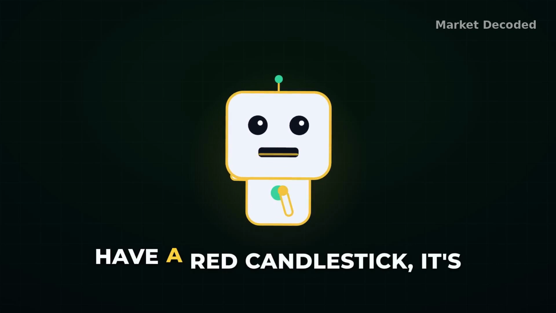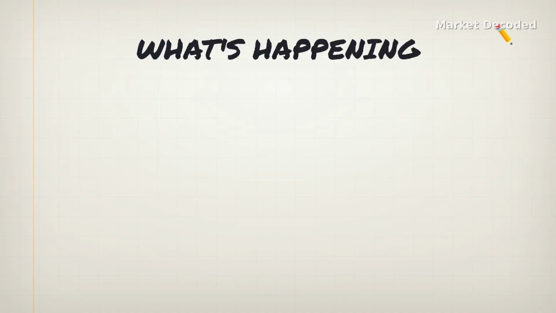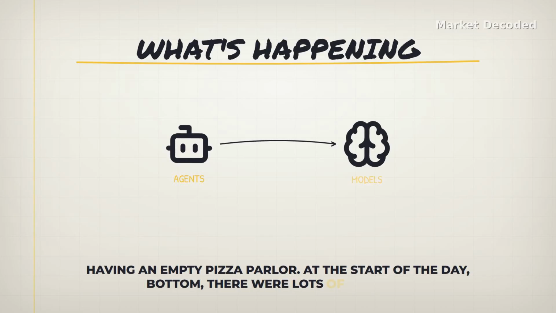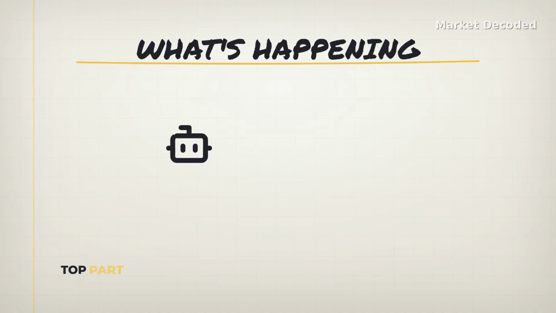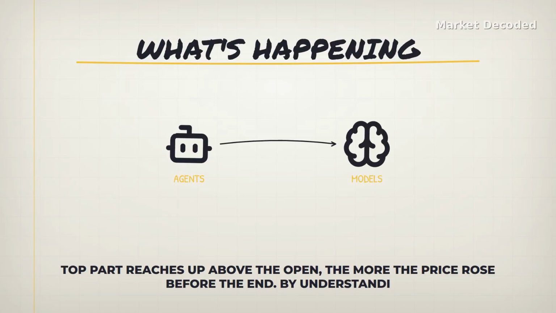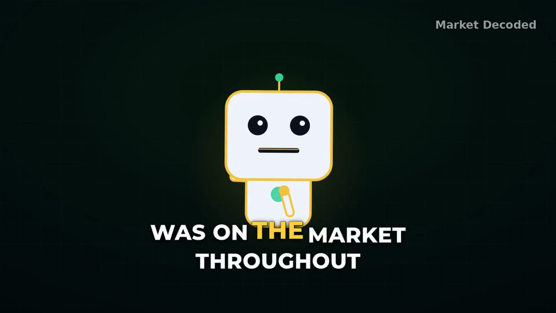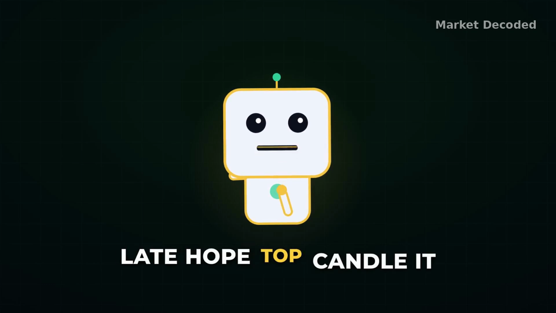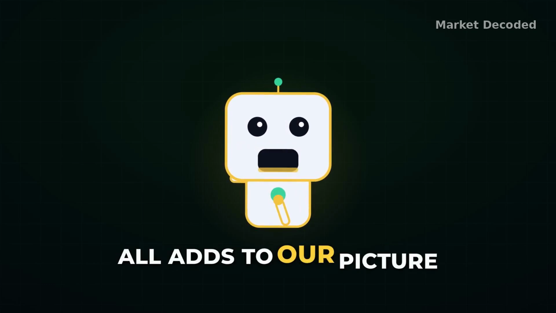And if we have a red candlestick, it's like having an empty pizza parlor. At the start of the day, bottom, there were lots of orders for pizzas. But by closing time, top, nobody wanted any anymore. The longer the top part reaches up above the open, the more the price rose before the end. By understanding these opens and closes, we can see not just who won or lost that day, but also what kind of pressure was on the market throughout the session. Whether there were early doubts, bottom-heavy candle, or late hope, top-heavy candle, it all adds to our picture of how the market felt during those hours.